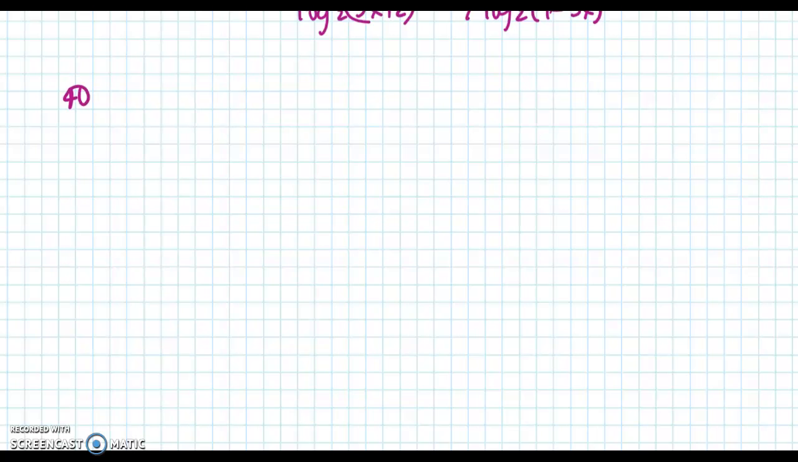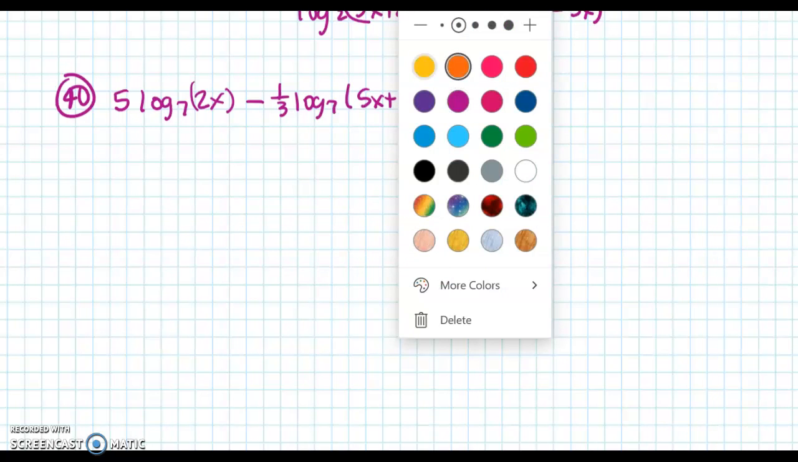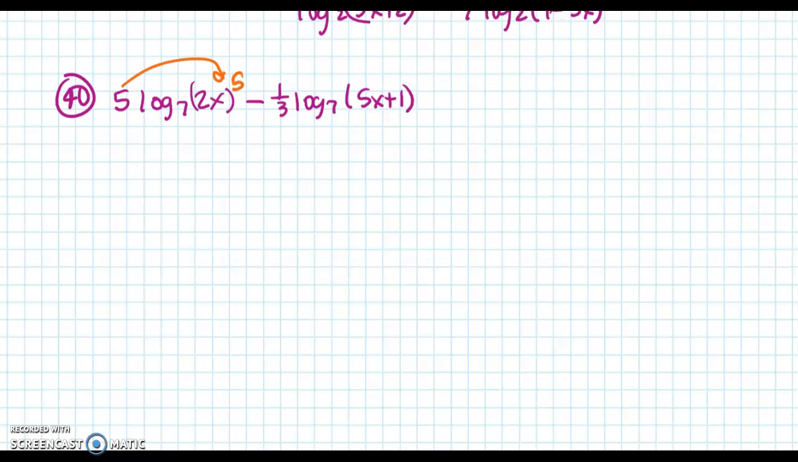Now it's time for 40, which we are condensing now. So 5 log base 7 of 2x minus 1/3 log base 7 of 5x plus 1. Since it's a minus, it's going to be a fraction. So first you want to bring your powers back up. So the 5 is going to go there, and the 1/3 is going to go there.